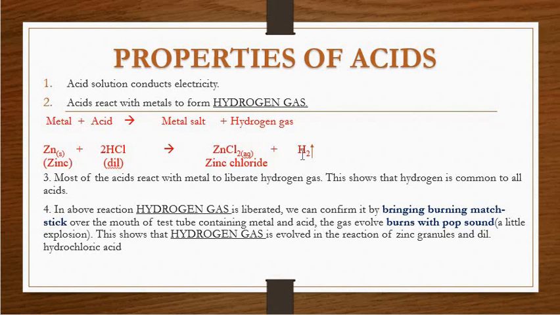Property number two is when we add acid to a metal like zinc, we get metal salt and hydrogen gas. In the case of zinc, we get zinc chloride and hydrogen gas is liberated.